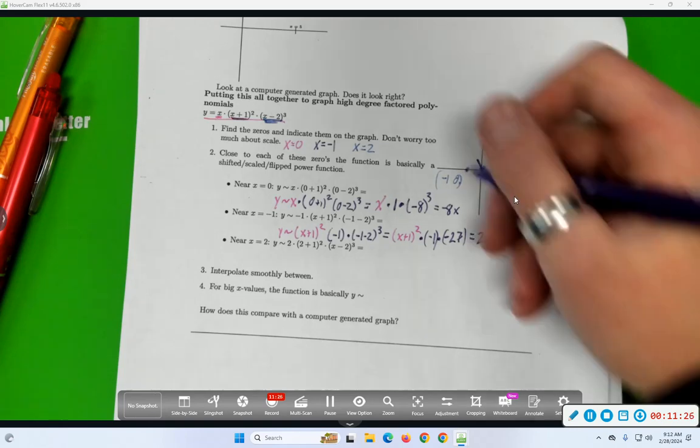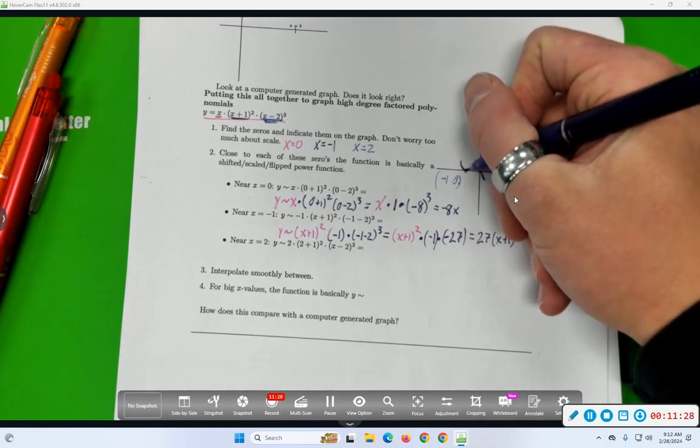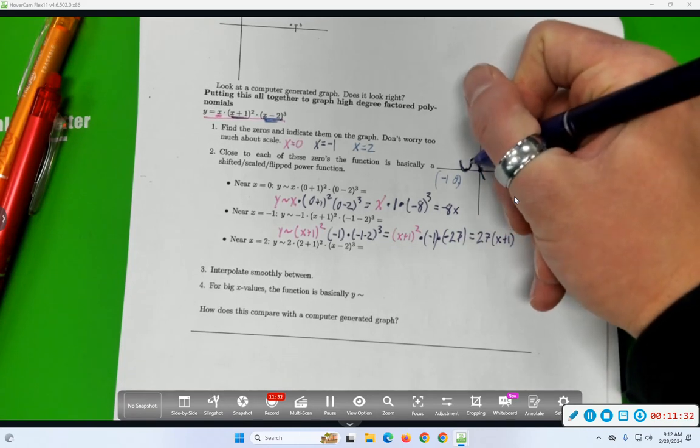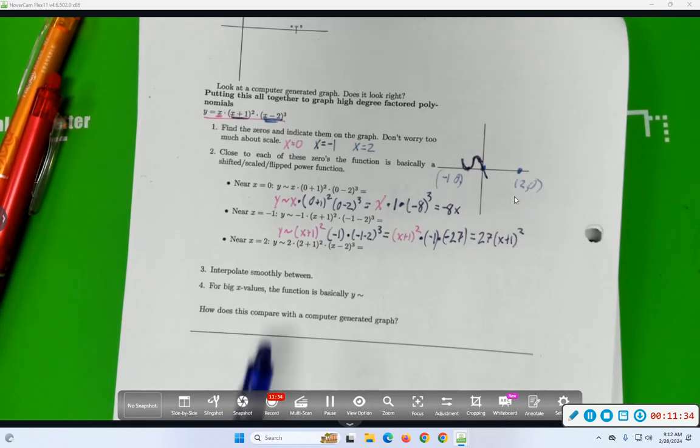So, a bit of a parabola close to there. And you know what, this is step 3 that I'm doing right there. I'm going to smoothly interpolate between these points. Can you do the same thing near x equals 2? So go through that same process near x equals 2, tell me what you wind up with.